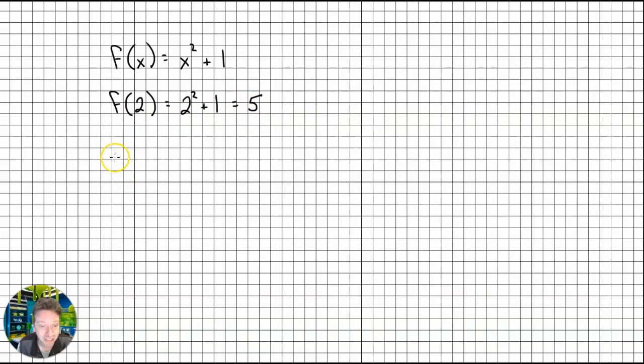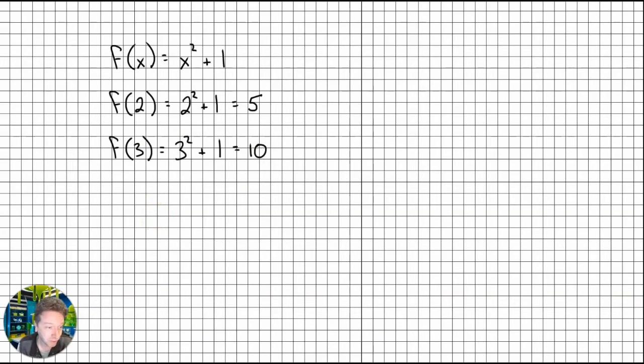Okay. Similarly, if you were to have f of 3, right, input 3 into the function. So substitute 3 in for x, you get 3 squared plus 1. So that's 9 plus 1. Your output is 10. This is function notation.